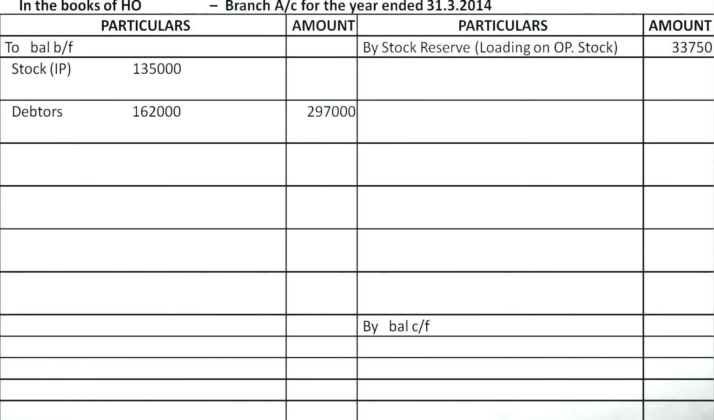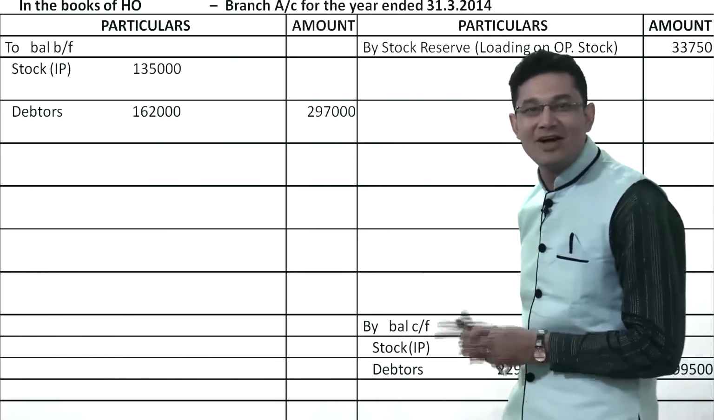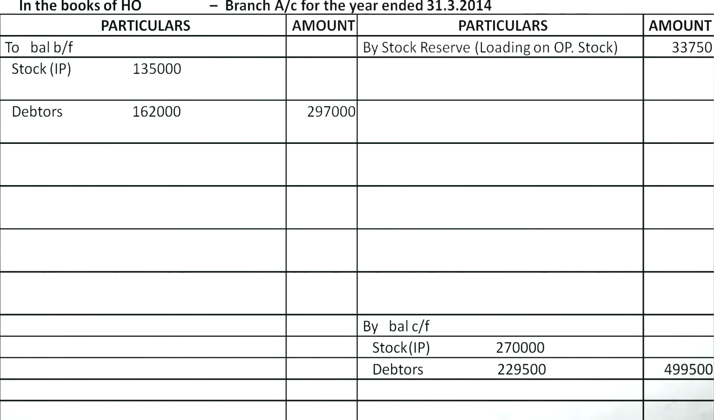Closing branch assets. Stock at invoice price, meaning closing branch stock at invoice price, 2,70,000. Debtors 2,29,500. Ultimately, now we will get the closing balance of branch assets, that is 4,99,500.